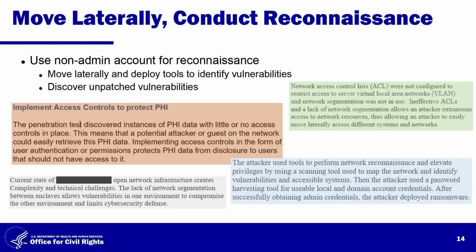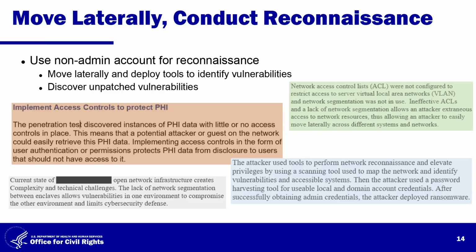Oftentimes, attackers will deploy tools to scan networks searching for known vulnerabilities to exploit. This slide includes excerpts from OCR investigations that identify successful cyber attacks that lacked security measures that could have impeded or otherwise contained an attacker's activities. For example, one investigation identified a lack of permissions or access controls where PHI was located, thereby allowing access to PHI to everyone.